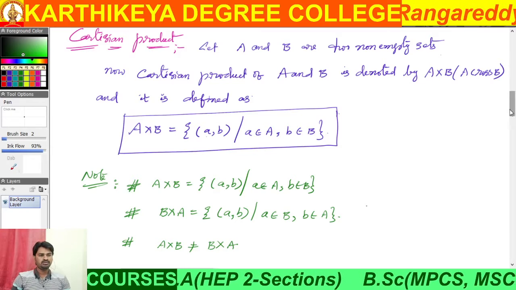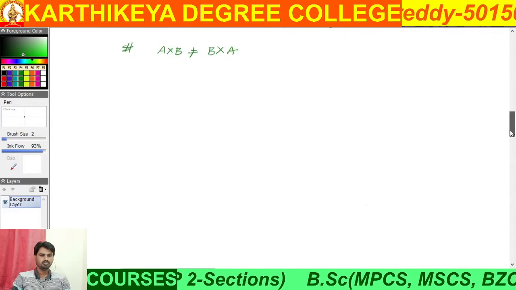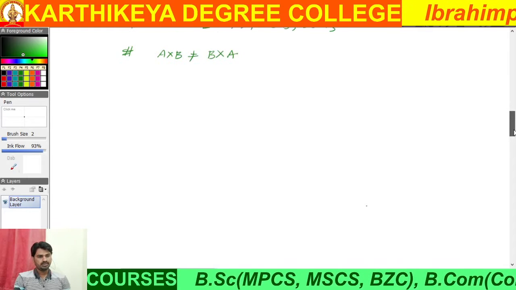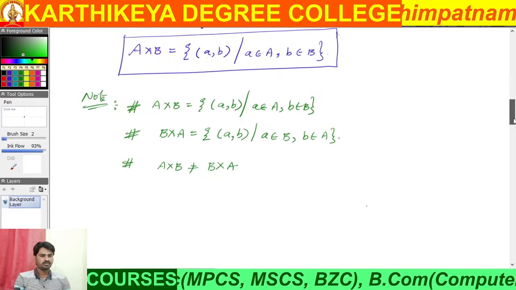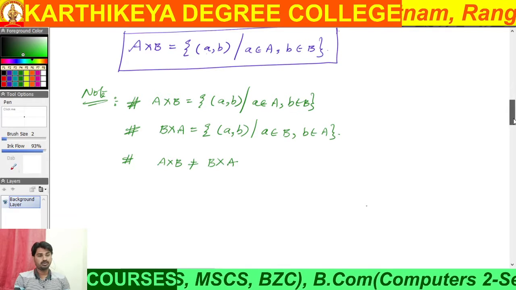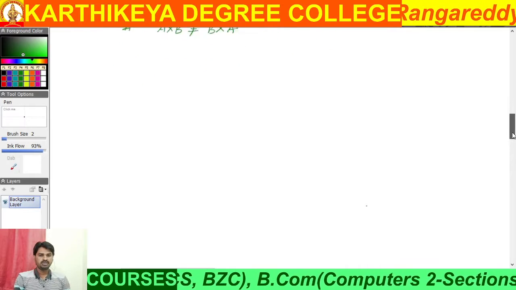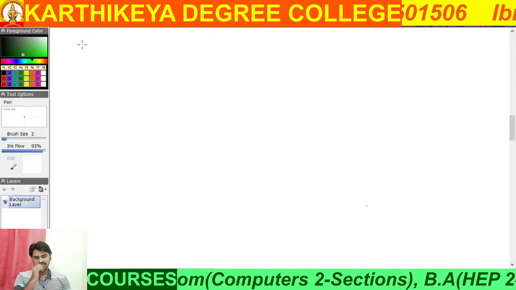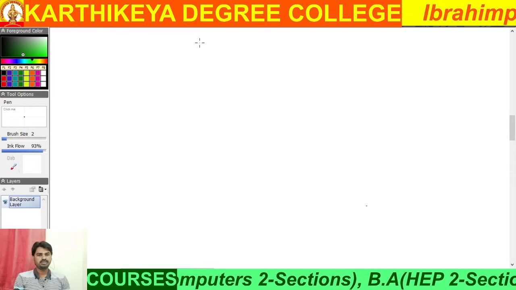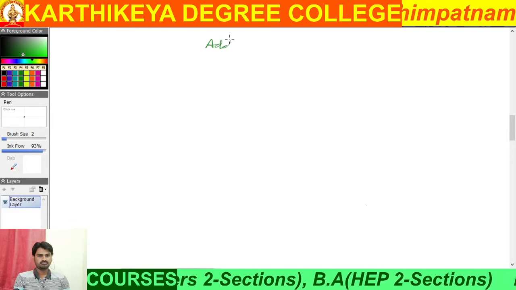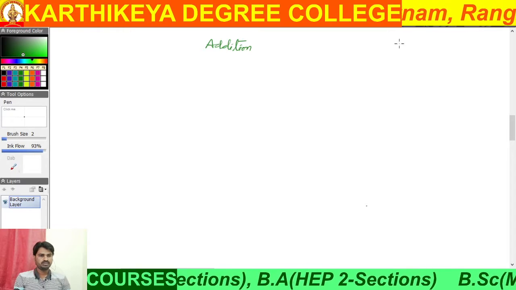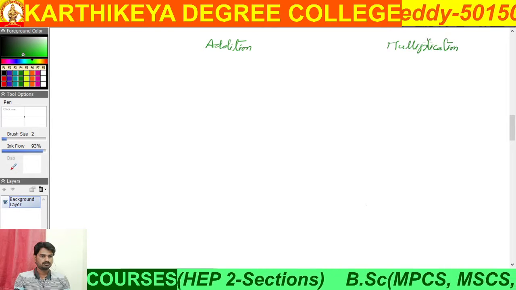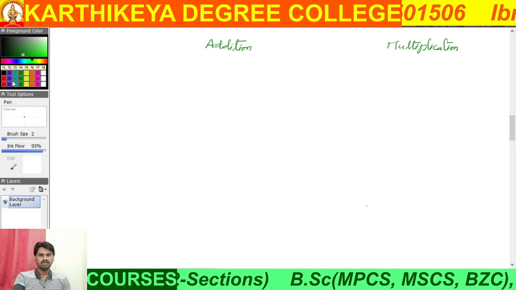Now I am going to use the properties here by using plus and into. Already we know from the previous year the closure property, associative property, identity property, commutative property and inverse property. So here also in this section we are going to discuss these properties. Students, first I am going to take the operators here: addition and multiplication.